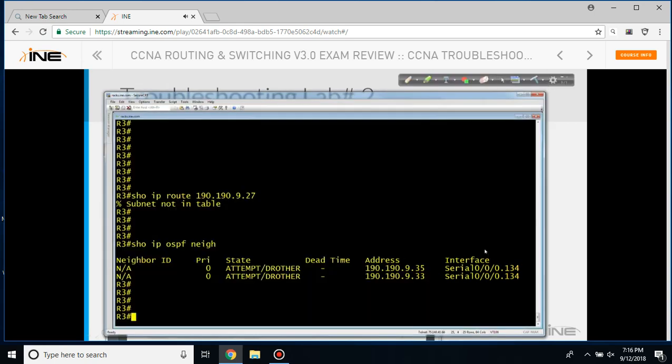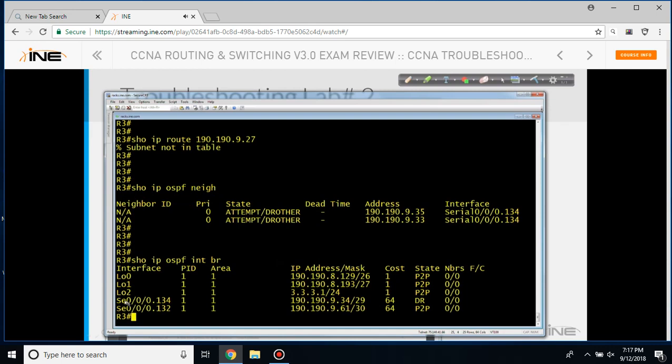Okay, so step number one, let's check and see if OSPF has been activated correctly on all the interfaces it's supposed to. Show IP OSPF interface brief. Okay, so it is active on subnet H, and it is active on the point-to-point link on subnet J, so it's not a missing network statement. Okay, now let's move over to router 4 and see if he has OSPF correctly configured on subnet H.